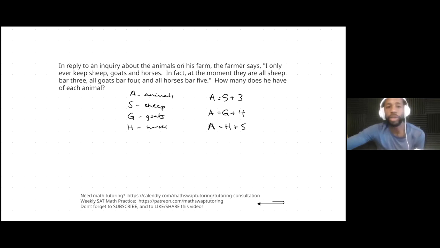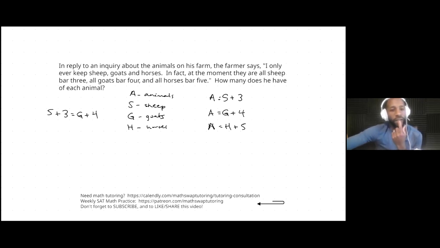Okay. So with a system of equations, you solve the system by plugging from one into another. Okay. So this is what I'm going to do. So we can set these equal to each other because you can set all of these equal to each other, really, to be honest, but we don't want to do that. Let's see. S plus 3 is equal to G plus 4.